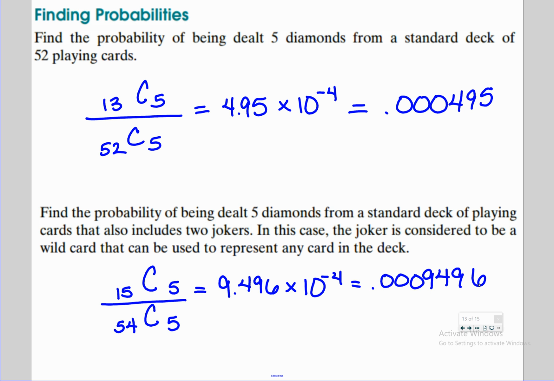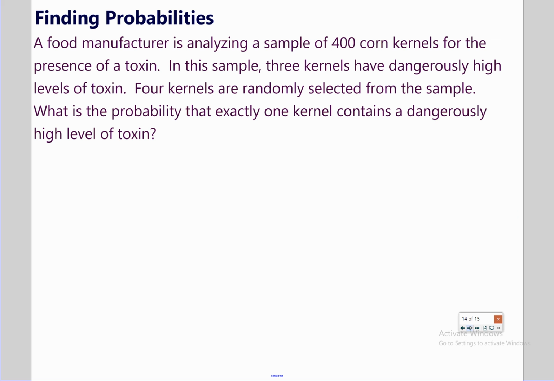One more slide we're going to do together, and the last problem will be yours to try. A food manufacturer is analyzing a sample of 400 corn kernels for the presence of a toxin in the sample. 3 kernels have a dangerously high level of toxin. 4 kernels are randomly selected from the sample. What is the probability that exactly 1 kernel contains a dangerously high level of toxin?